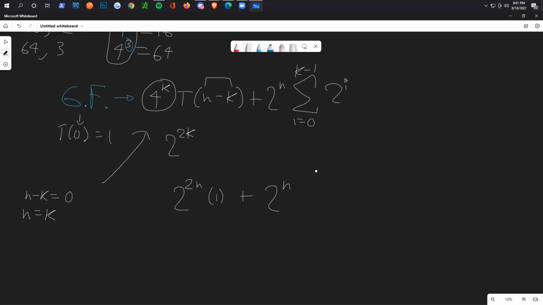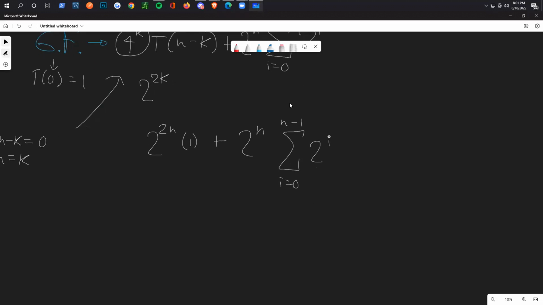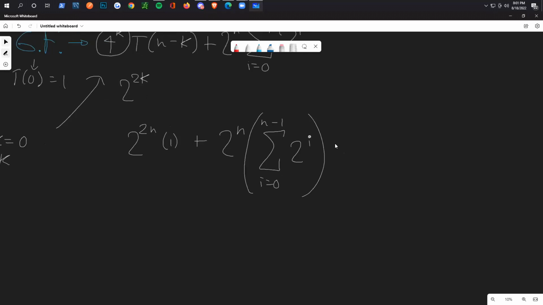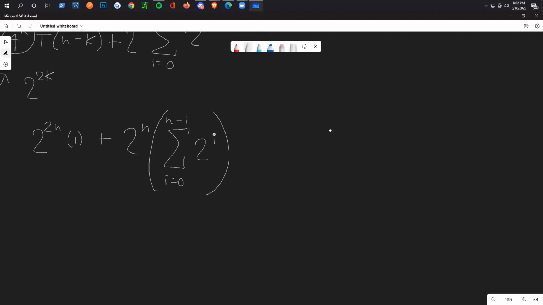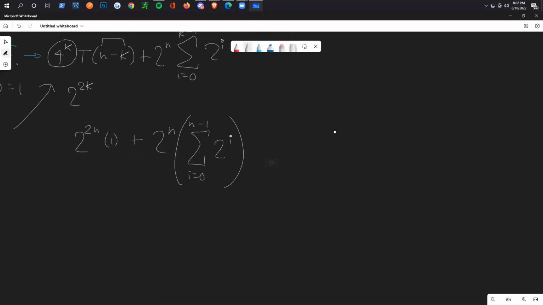And now, like I said, we're trying to remove all of the k's. Let's just plug in n for k. So now this is actually going to become the summation from i equals 0 to n minus 1 of 2 to the i. Okay, so now we made some progress, and from this point on, we can solve this summation. There's a formula for this, so I'll write it out right here.